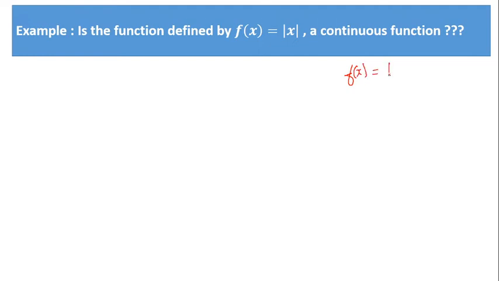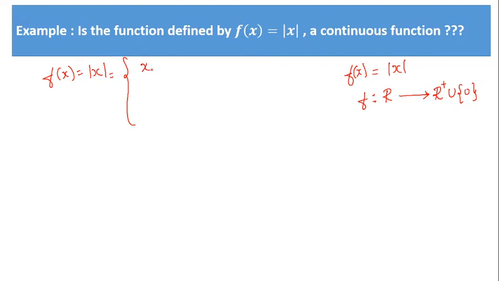The modulus function is mod x, and it is defined from the set of reals. After taking the modulus, the answer we get will be a non-negative real number. So it goes to the positive real numbers including 0. Correct? We'll get all the positive real numbers including 0. So I hope you remember the definition also. The definition of the function f of x is equal to mod x is defined as x if x is greater than or equal to 0.